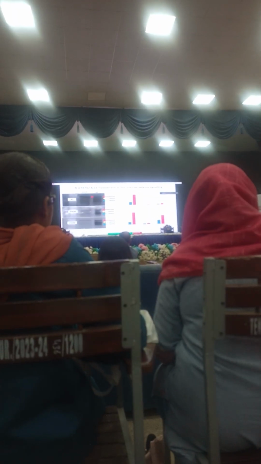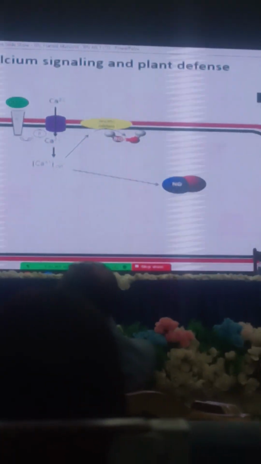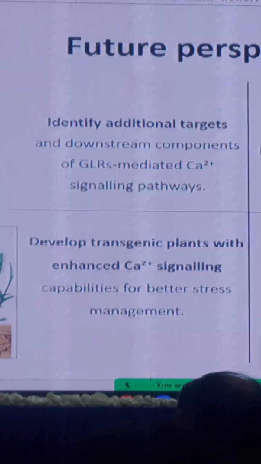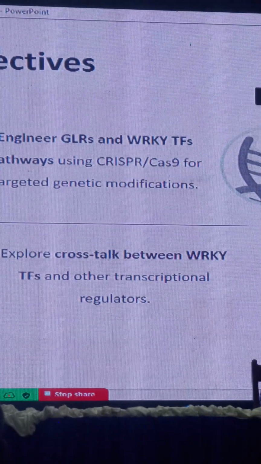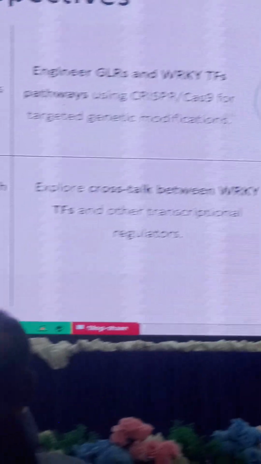So we checked what the expression level of glutamate receptor 3.3 is in the mutant line. When this calcium is accumulated, it leads to the production of reactive oxygen species, it can lead to the production of nitric oxide, it can lead to the activation of defense-related genes, and if we stop the entry of calcium by a channel blocker, by an inhibitor, glutamate receptor genes transgenic crops that can express these glutamate receptors by overexpression can be more resistant crops.